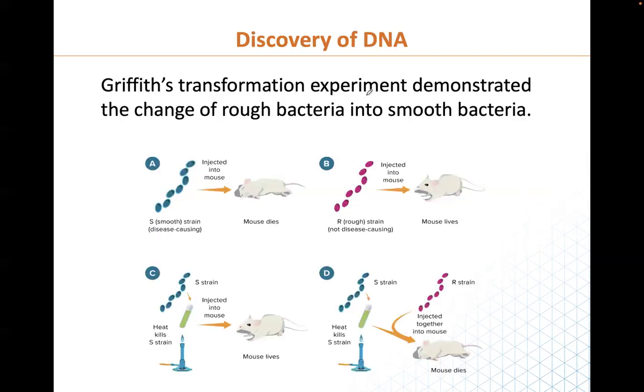In Griffith's transformation experiment, Griffith actually got two strains of bacteria. One is the smooth strain, which causes disease, and one is the rough strain, which does not cause disease. Griffith injected the smooth strain into the mouse, and the mouse died. When he injected the R strain, which does not cause disease, the mouse did not die. So Griffith decided to heat the disease-causing smooth strain.